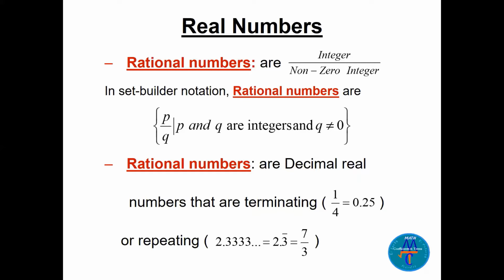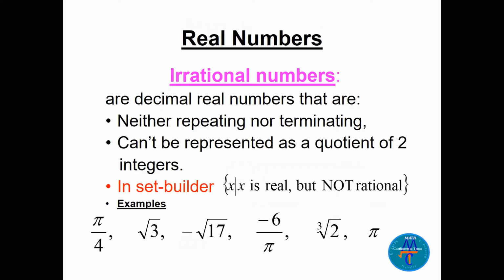Also, if the decimal is repeating, like 2.3333333, it's 2.3 with a dash over it, it is also a rational number because we can write this repeating decimal as a fraction. I will show you in this video also how to write any repeating decimal. Remember here, a repeating decimal, you can write it as a fraction, which is a rational number.